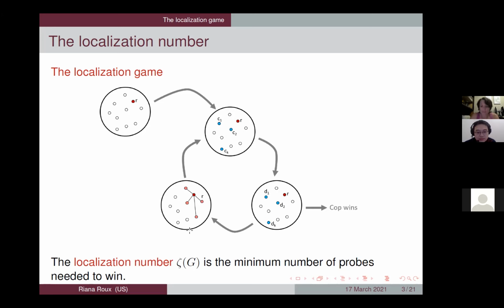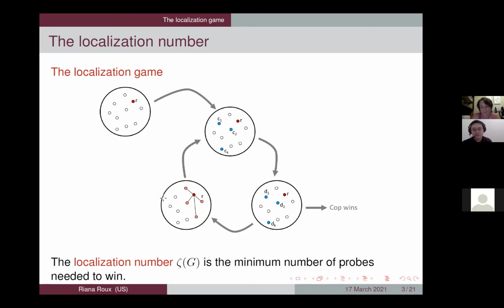And what we are interested in this game is the localization number. That is the minimum number of probes that the cop needs to do in every single step in order to win in a finite number of steps. Okay, so it doesn't matter what the robber does. This must cater for all possible moves of the robber. And with k as the minimum number of probes, the cop needs to win in finitely many steps.